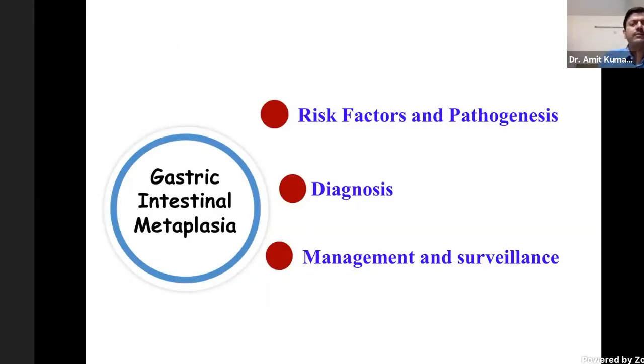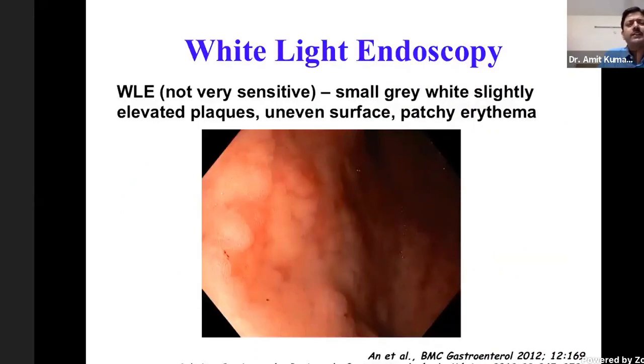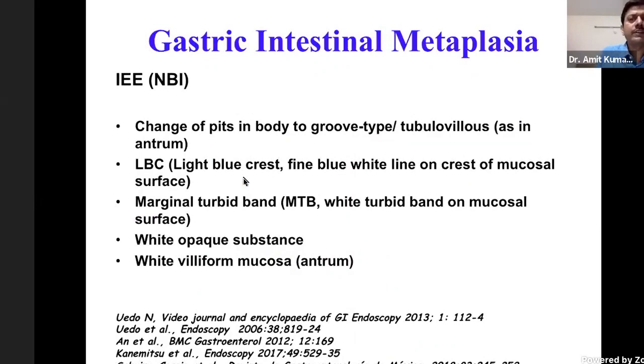In terms of diagnosis, obviously diagnosis requires endoscopy and biopsy. And white light endoscopy is not very good. It's not very sensitive in detecting metaplasia. Sometimes you may see whitish elevated plaques, but they are not very commonly seen. The technology which helps you in picking up a lot of dysplasia is image enhanced endoscopy. And a lot of work has been done on narrowband imaging.